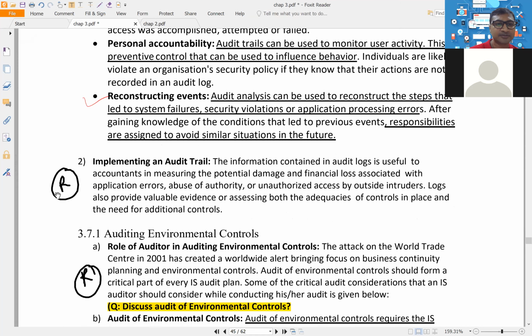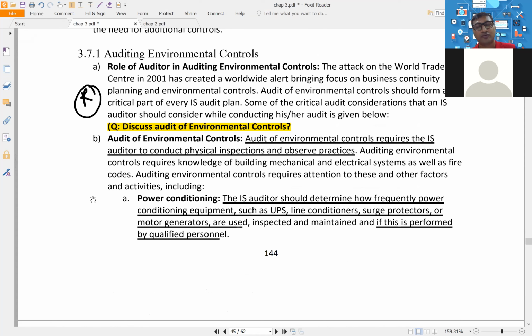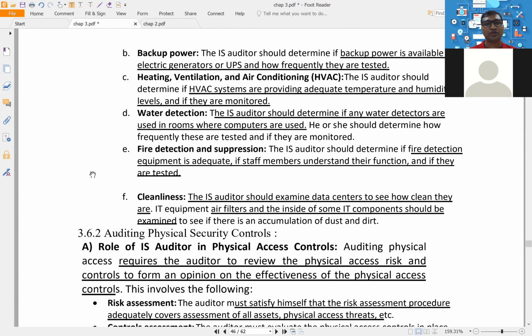And after this you can see the topics of environmental control, physical access control, and logical access control will start. Auditing environmental control: what you have learned in environmental controls, now we just need to audit. The topics are very easy. You can see power conditioning is nothing but UPS, backup power, heating, ventilation, water detection, fire detection, cleanliness, dust cleanliness. We need to check whether all the controls are working or not.